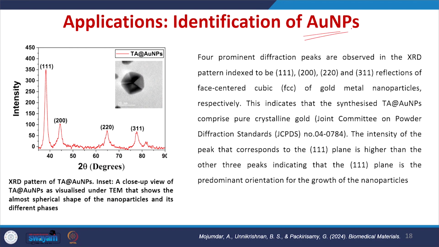Let us see an example for understanding how this XRD can be useful for identification of these gold nanoparticles. And you can see there are 4 prominent diffraction peaks for the gold nanoparticle, and this is mainly the reflections of the face centered cubic of gold metal nanoparticles. And this indicates that the synthesized tannic acid capped gold nanoparticle comprises the pure crystalline gold, and this can be compared with the standard, that is the JCPDS, the Joint Committee on Powder Diffraction Standard. We can compare with this standard and we can confirm the gold nanoparticle.